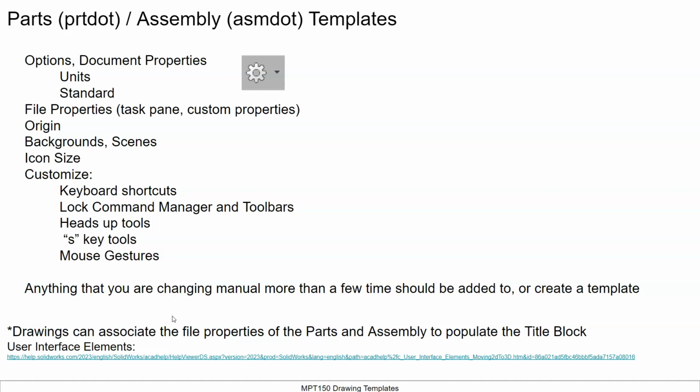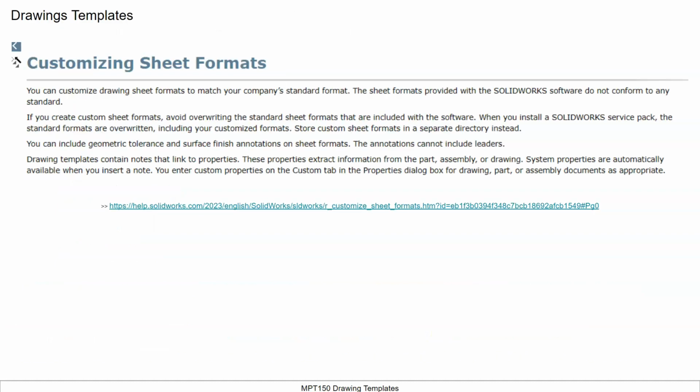And because the drawings can associate the file properties of the parts, we want to take advantage of that information to save us some time and have that data, that metadata, those file properties travel with the parts, and we can reuse them in other assemblies, other components.